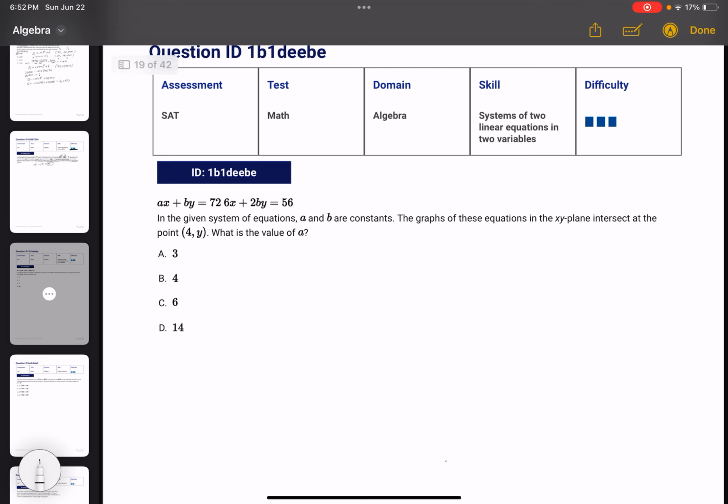Okay. In the given system of equations, a and b are constants. The graph of these equations in the xy plane intersect at point 4, comma, y. What is the value of a?